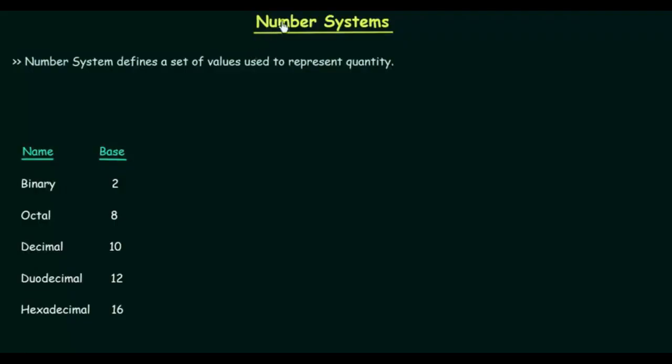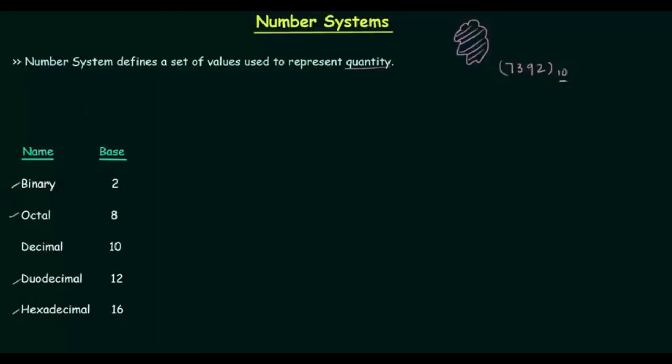From this lecture, we will start number system. A number system defines a set of values used to represent quantity, any quantity. Let us consider a quantity represented by the decimal number 739. We can also represent the same quantity in other number systems like binary, octal, duodecimal, hexadecimal.